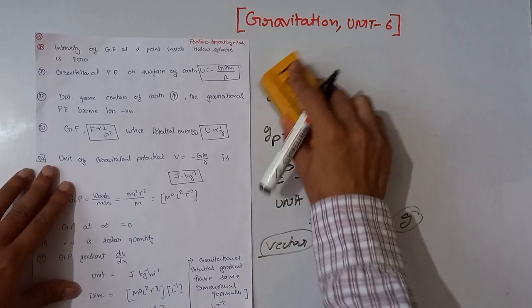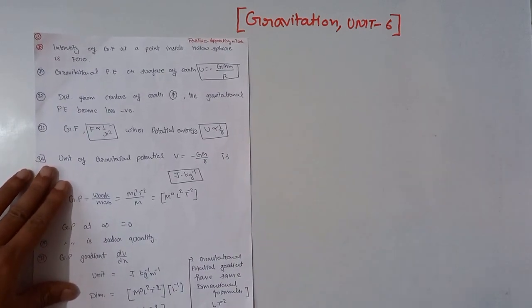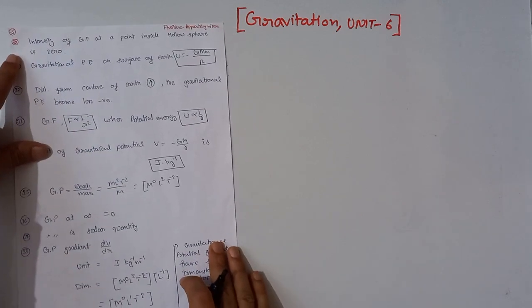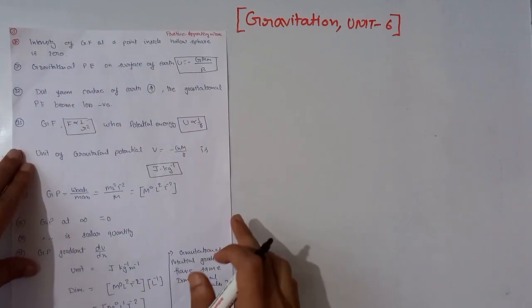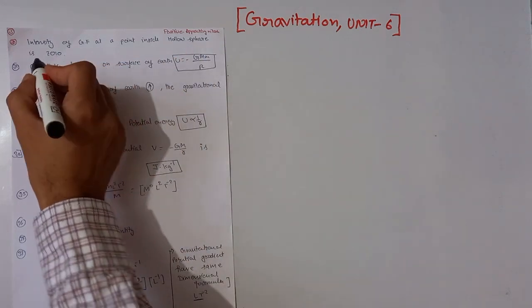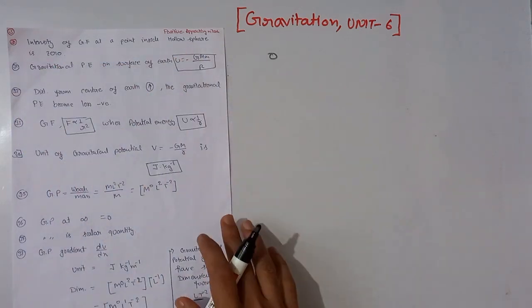Our next important key point, point number 30: intensity of gravitational field at a point inside a hollow sphere is always 0.